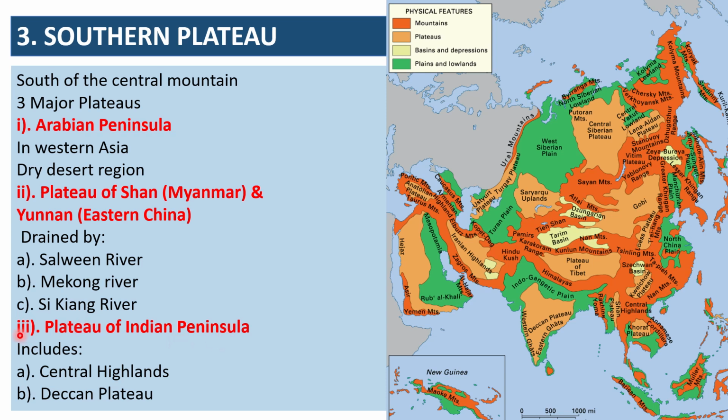Indian Peninsula Plateau includes the central highland areas and the Deccan Plateau. This is Deccan Plateau, which is bounded by Western Ghat and Eastern Ghat. This part is Eastern Ghat, and this is Western Ghat, and it is Deccan Plateau.